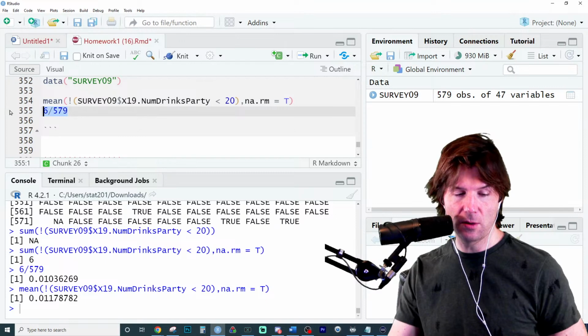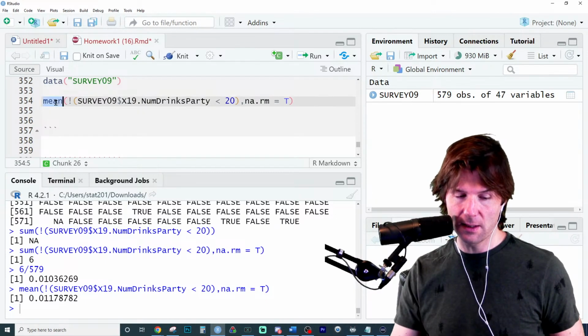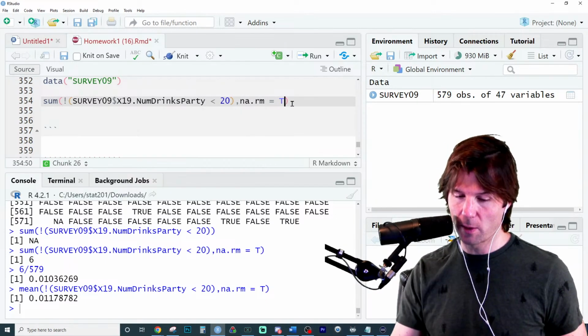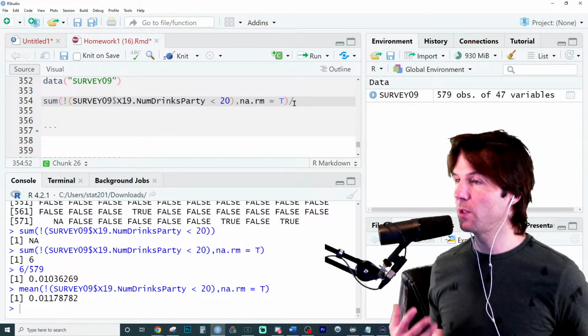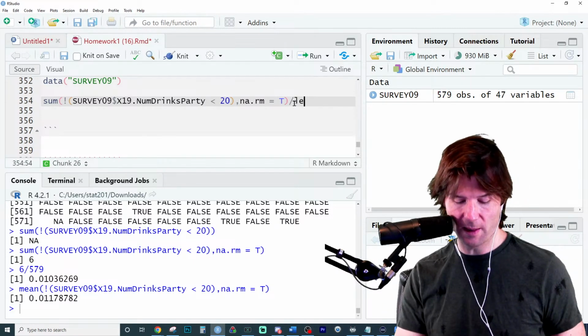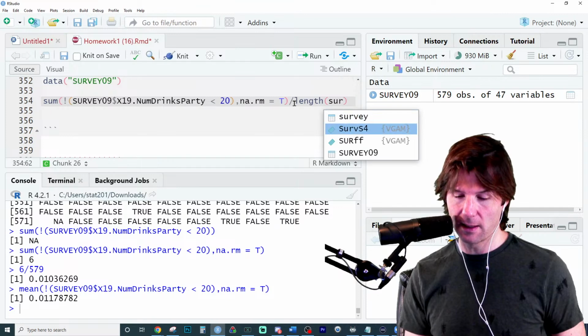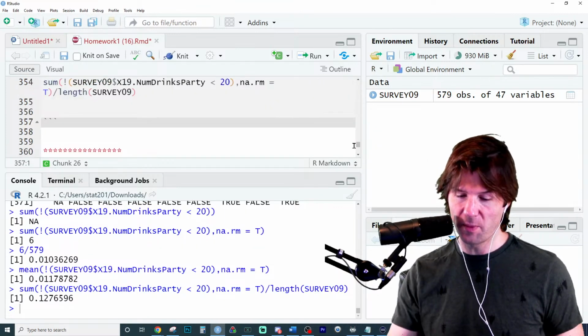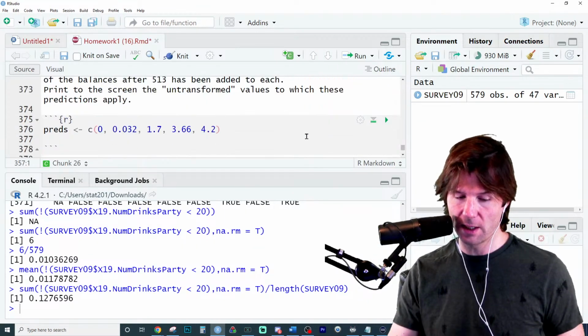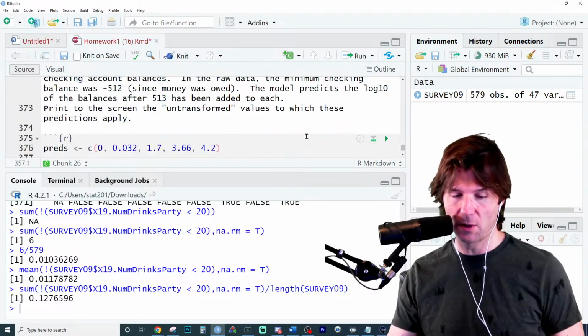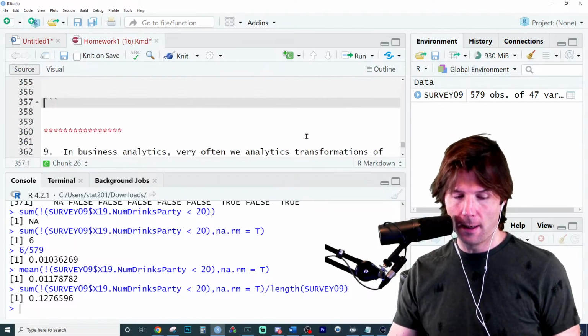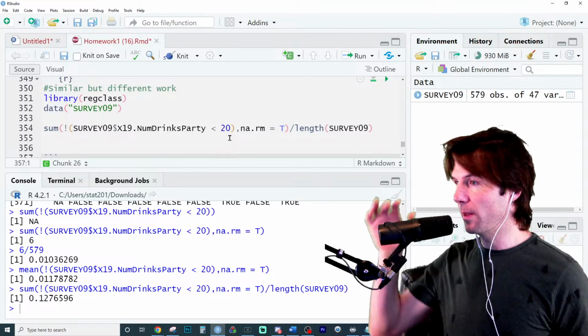So what I might do instead, because the NAs don't count, that's the issue why we're getting this, because there were people who didn't report how much they drank. I'd probably go by length of the data set. Because if people didn't report, I'm going to assume they don't drink, so I'm going to say that they're valid. We just don't have a data point for them. So those are people who don't meet that constraint.